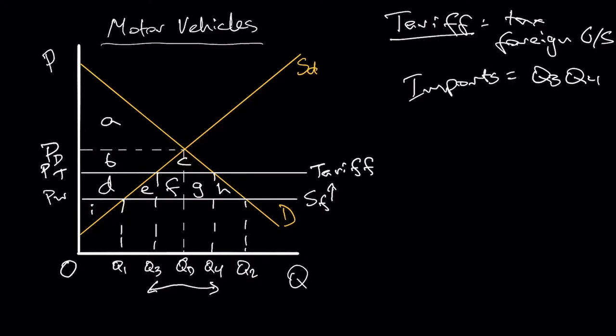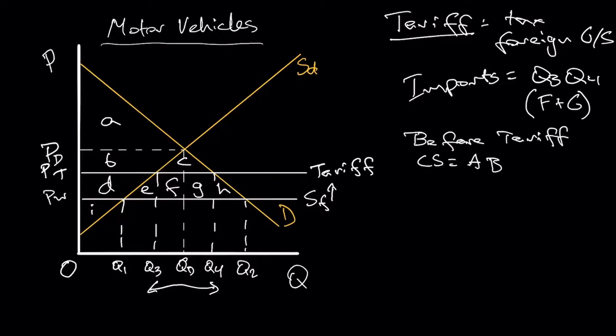The first thing we need to know is that Q3, Q4 can also be illustrated by the areas F and G. So imports are equal to Q3, Q4, or F and G. Before the tariff was implemented, the area of consumer surplus was the area A, B, C, D, E, F, G, H. That's quite a significant area, and we know that because of the comparative disadvantage Australia has in producing motor vehicles, we do need to gain most of this good from imports. Producer surplus prior to the tariff was area I.